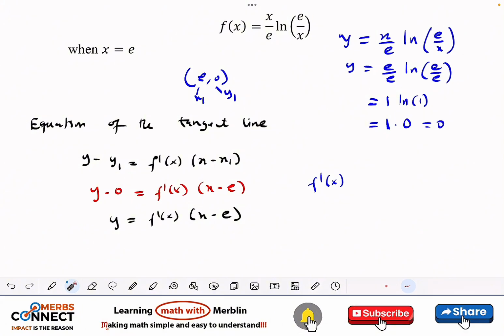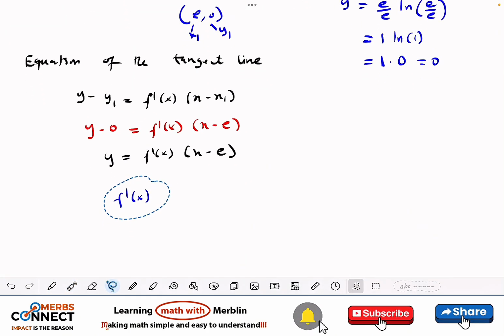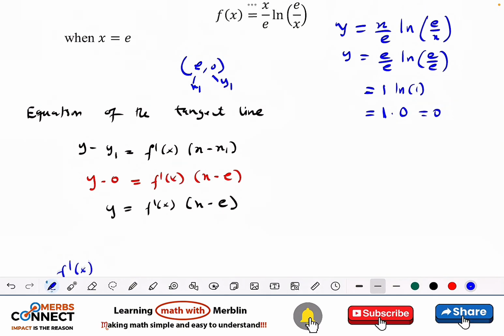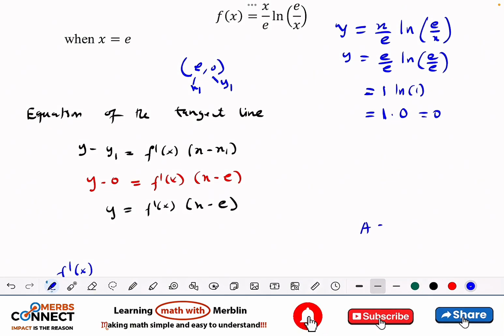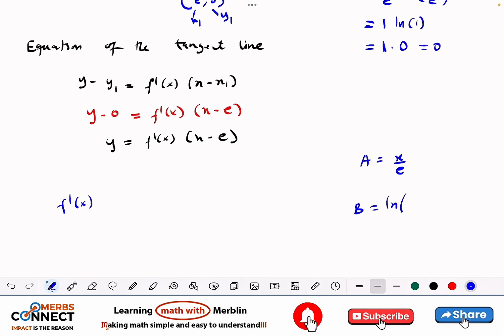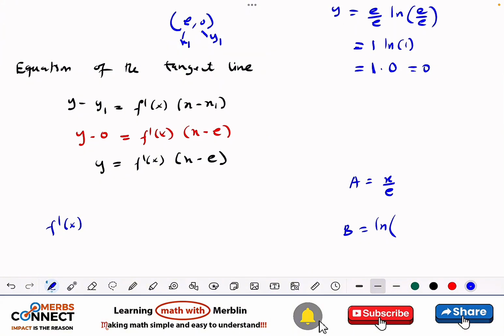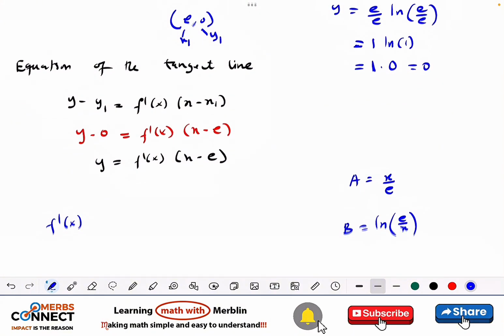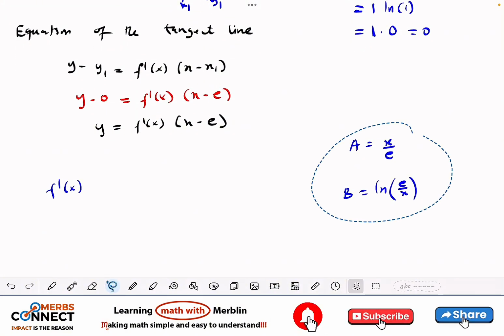This here is product rule, right? Because I have this function here, and I have this function here. So for the product rule, let me bring the differentiation here. I'm going to let a be equal to x over e and b be equal to the natural log of e over x. So let's go through the process.